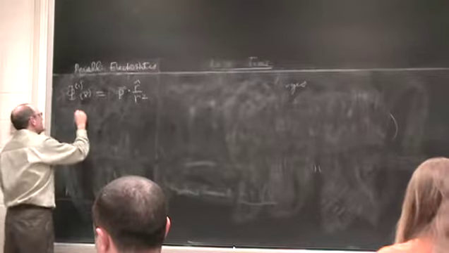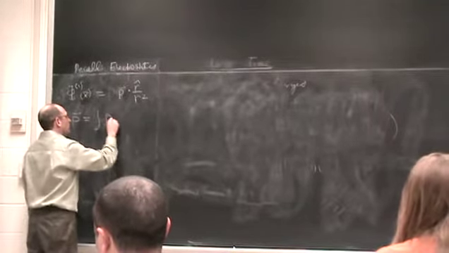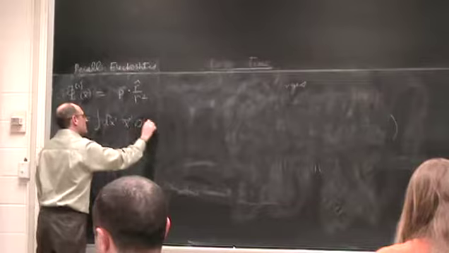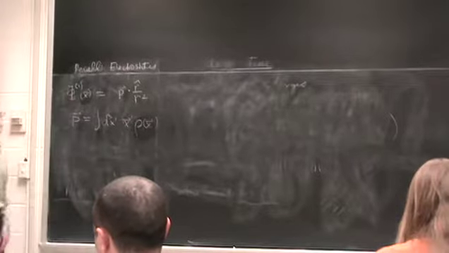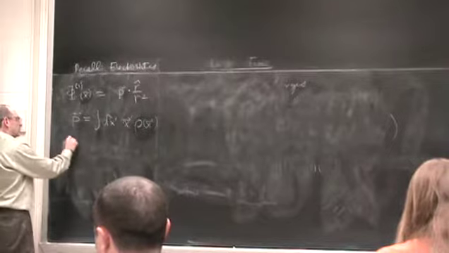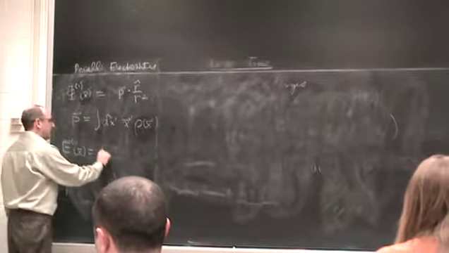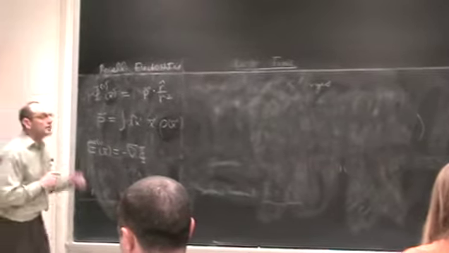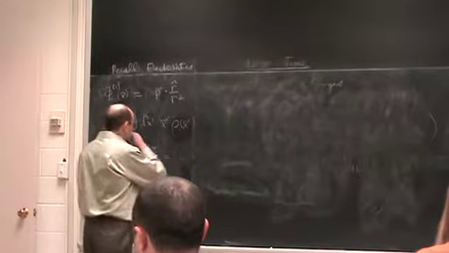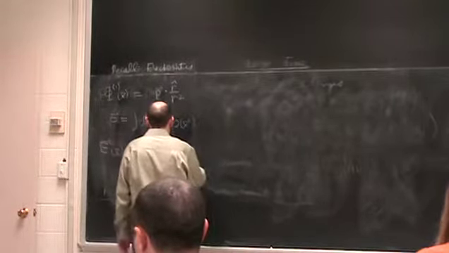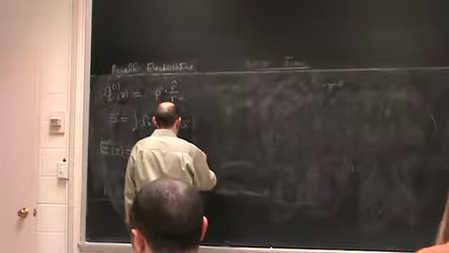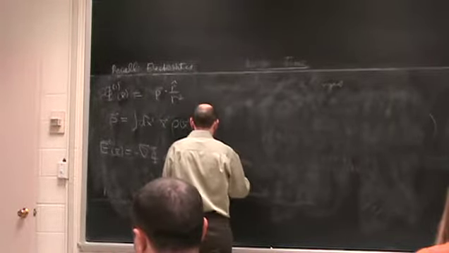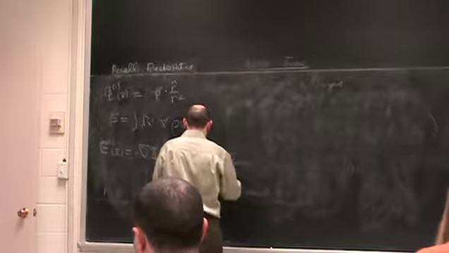And the dipole moment was the integral over the source of x times rho, right? And the electric field associated with an electric dipole, minus the gradient of phi, is equal to (3 r hat dot p r hat minus p) over r cubed.